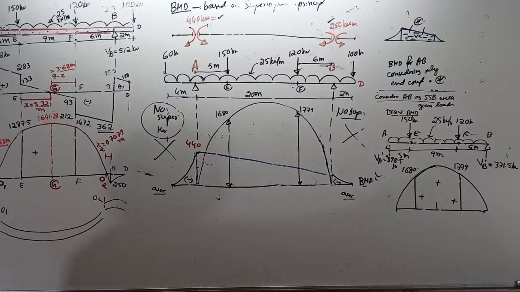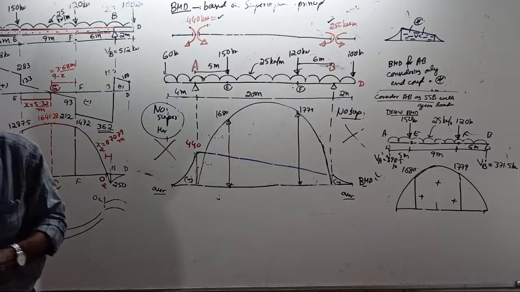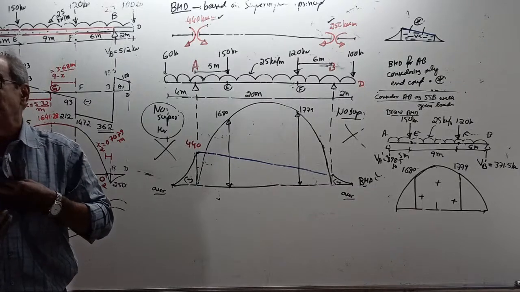The common portion will get ignored, will get cancelled. Cancelled, ignored. It will get cancelled. And the remaining portion will be effective. The remaining will be effective.